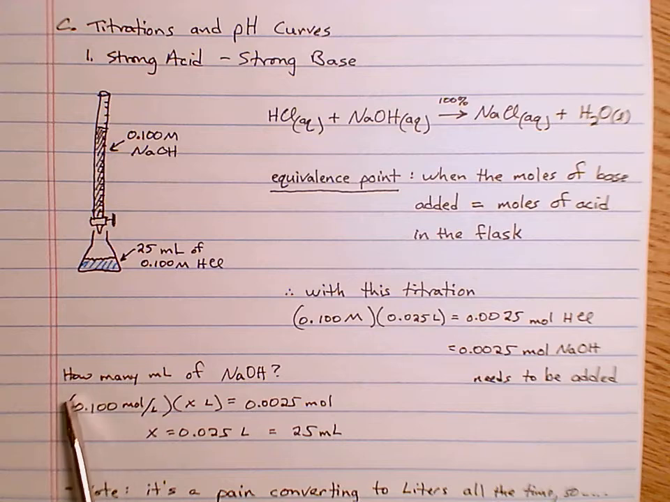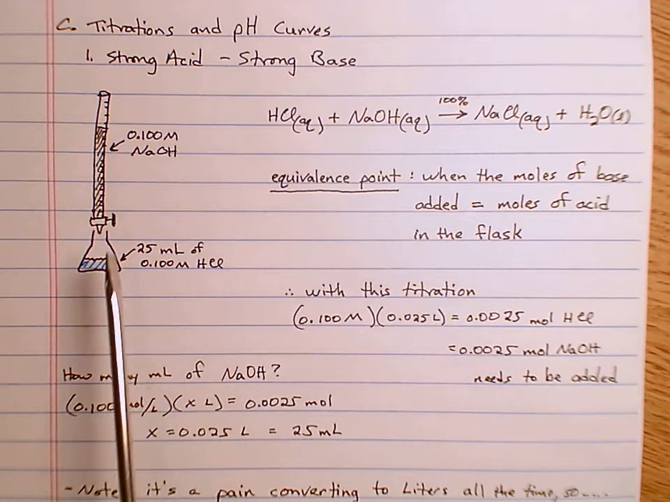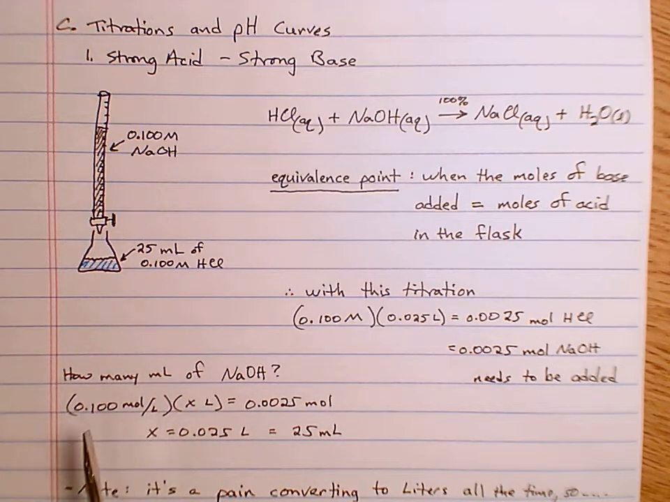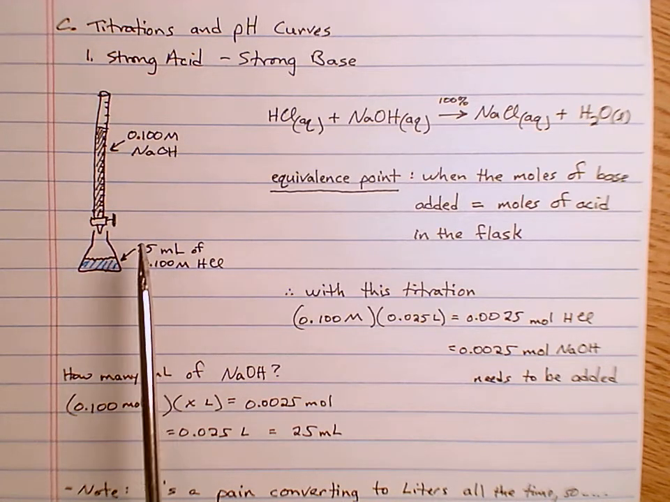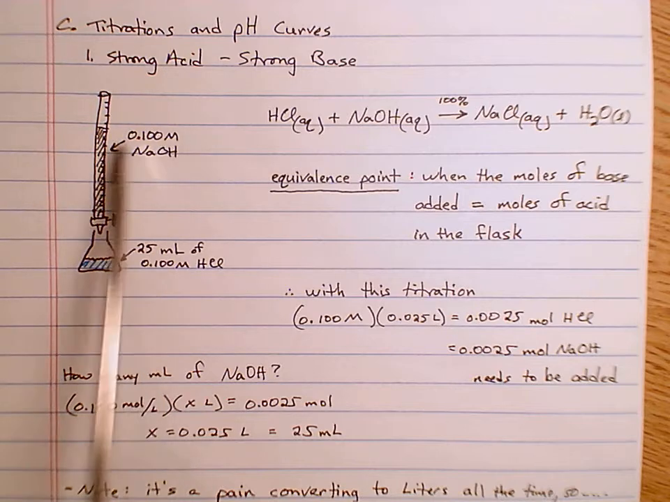We can calculate at this point, well, how many milliliters of NaOH is that? Since we have its concentration, we know 0.1 moles per liter times the liters, X, is going to be 0.0025 moles. X equals 0.025 liters, because we just solve for X in this equation, and that's 25 milliliters. Now that should not have been shocking. If we have the same concentration of acid as we have base, 0.1 molar, and this is 25 milliliters, we're going to need 25 milliliters of base to add.